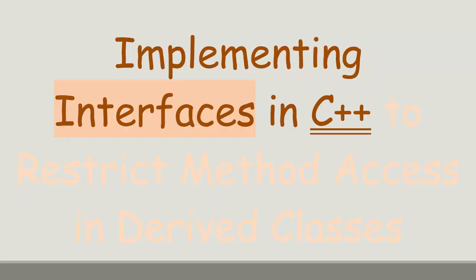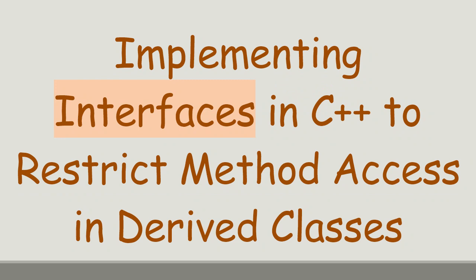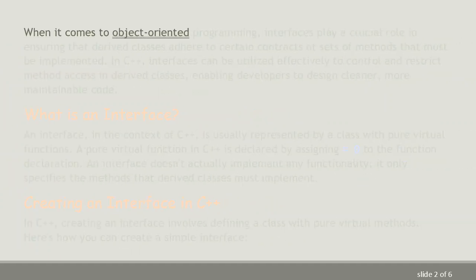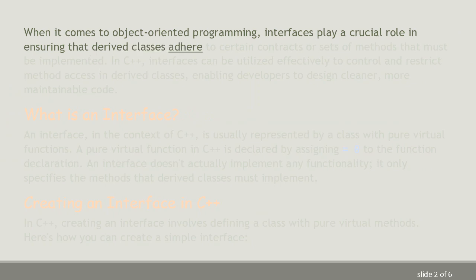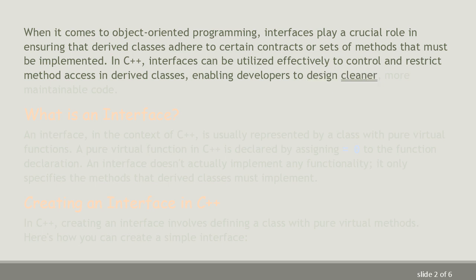Implementing interfaces in C++ to restrict method access in derived classes. When it comes to object-oriented programming, interfaces play a crucial role in ensuring that derived classes adhere to certain contracts or sets of methods that must be implemented. In C++, interfaces can be utilized effectively to control and restrict method access in derived classes, enabling developers to design cleaner, more maintainable code. What is an interface?